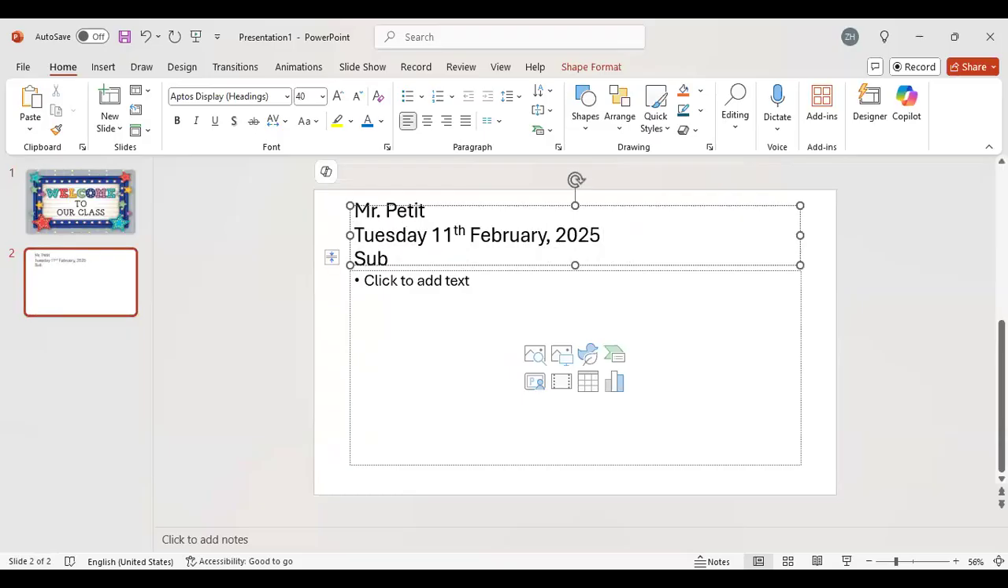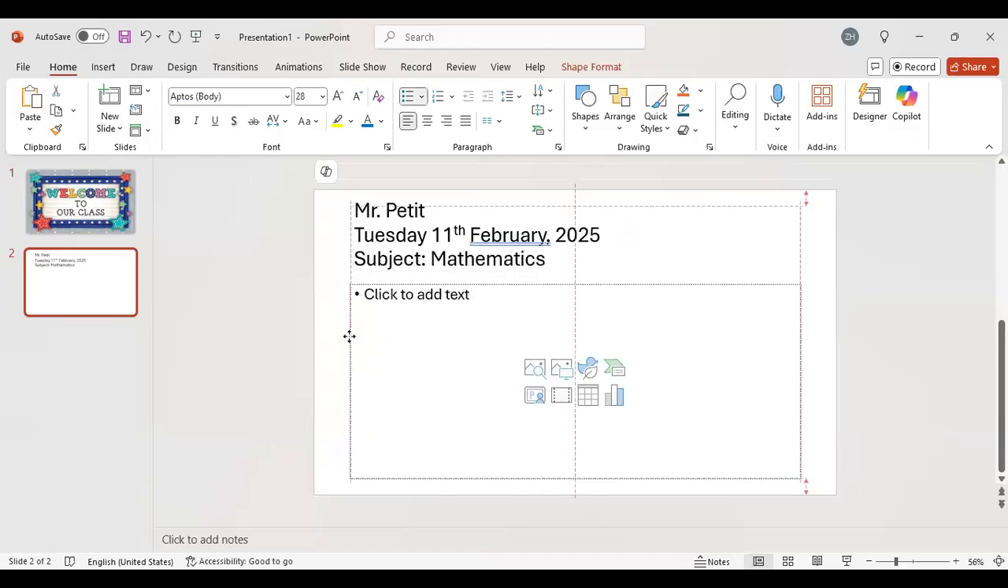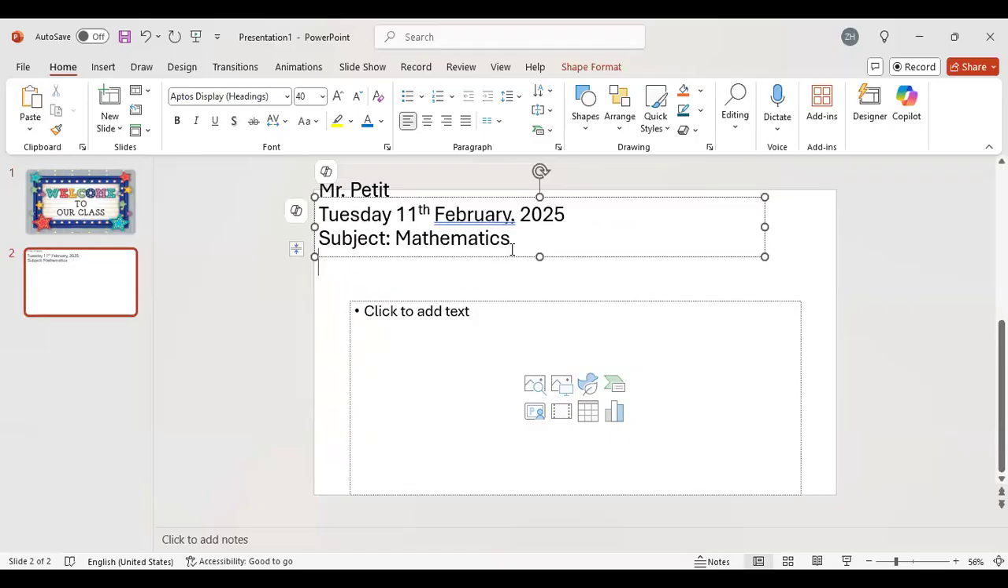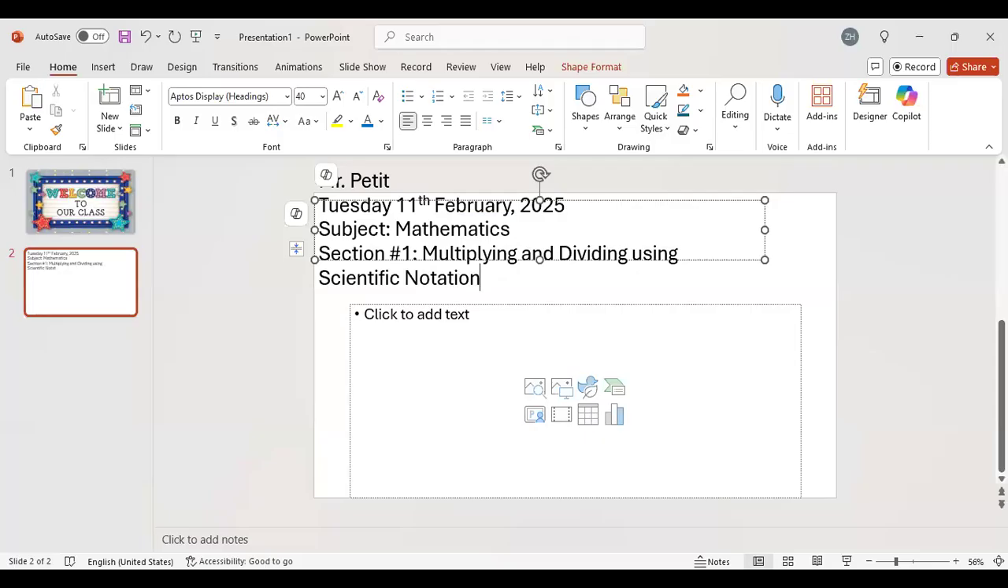The subject is, of course, mathematics. We're going to be looking at Section 1, multiplying and dividing. We might get into dividing, I'm not sure. It depends on how quickly we understand how to multiply using scientific notation.